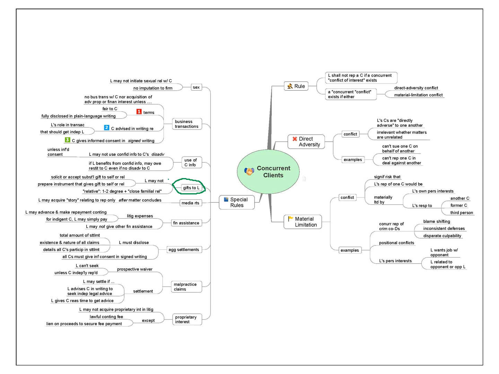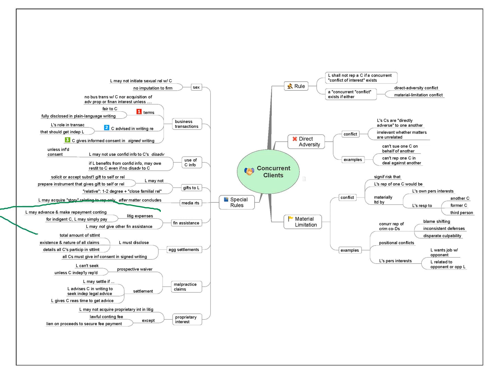Gifts to the lawyer. A lawyer cannot solicit or accept substantial gifts to himself or to a relative, or prepare an instrument that gives gifts to himself or to a relative. And what does relative mean? Someone in the first or second degree or a close familial relationship. Media rights. A lawyer can acquire the story relating to a representation only after the matter concludes. You can't say, I'll take your case, but let me write a book about it. You might be more worried about the book than the case. You can talk about it afterwards.